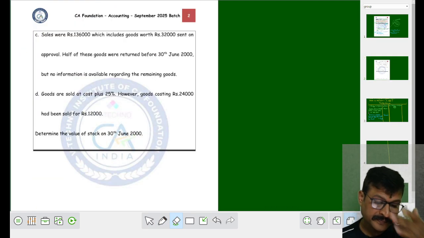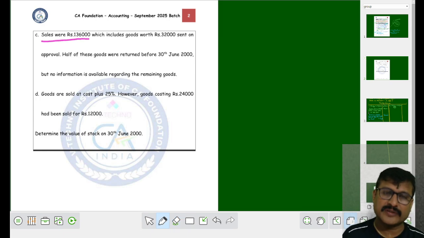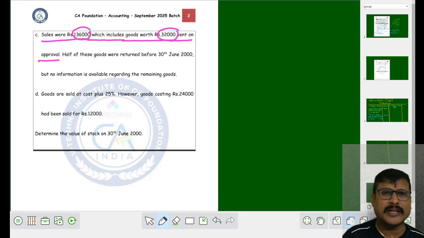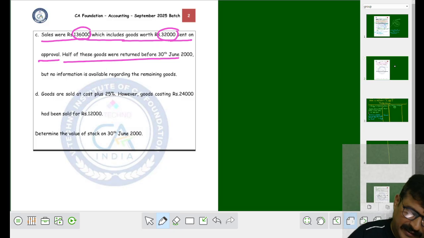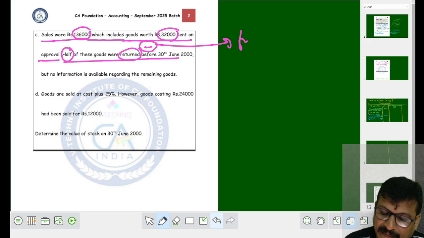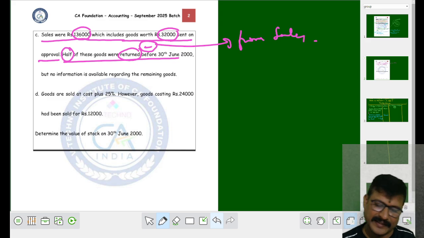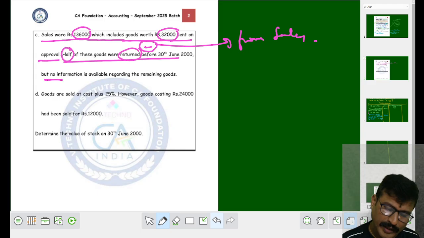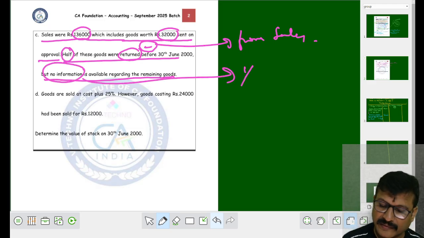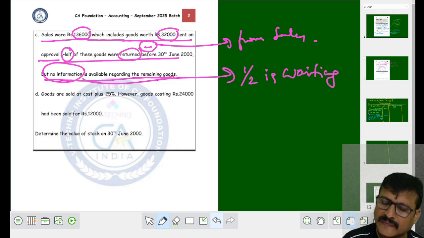Fine. See the next one. Sales were 1,36,000, which included goods worth rupees 32,000 sent on approval. Half of these goods were returned. When half of the goods are returned, these returned goods are to be subtracted from sales as a sales returns before 30th June. But no information is available regarding the remaining goods. So the goods are with the customer only. When no information is available, we have to say that half of the goods is waiting.